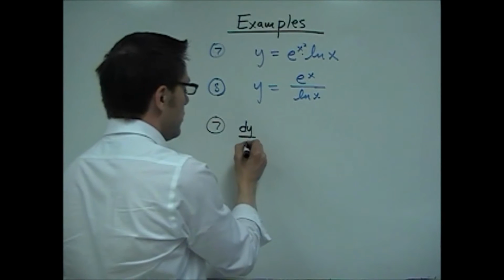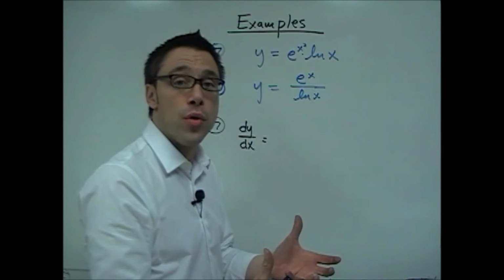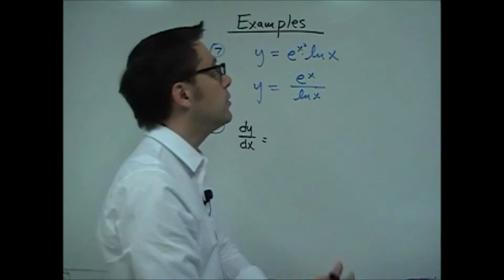So dy dx is going to be equal to, again, by the product rule, we take the derivative of the first function, multiply it by the second, plus the other way around. Okay?